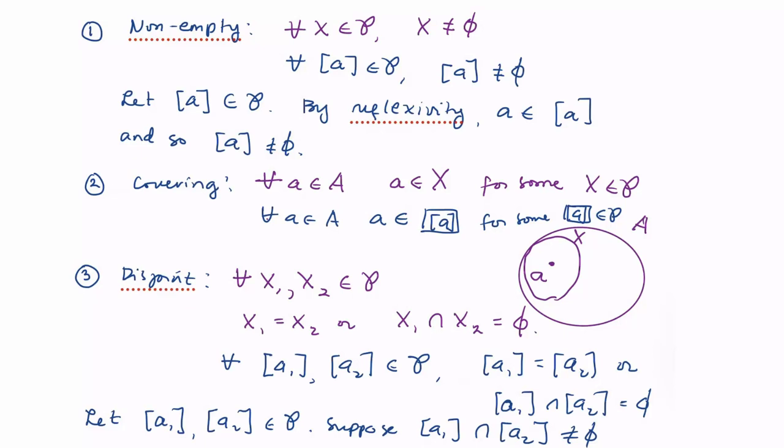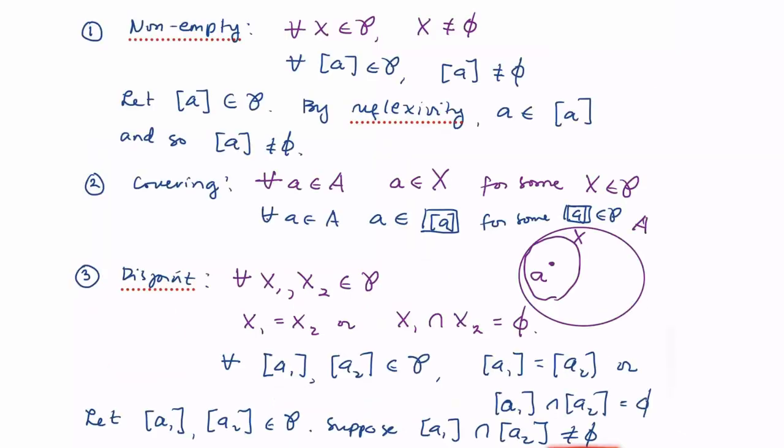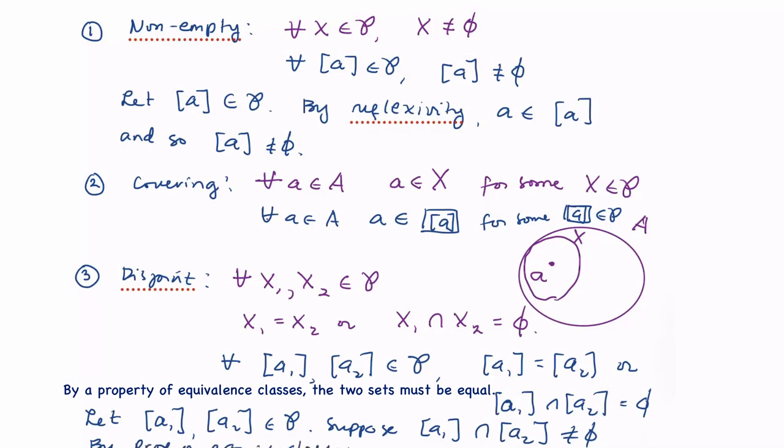Why is it true that they must be equal? Let us recall this result. This one is saying that if the two equivalence classes have something in common, then they must be the same. Look at this picture. If they have something in common, then they must actually be equal. And that is what we have over here. We are assuming that they have something in common. So therefore, by properties of equivalence classes, they must be equal.